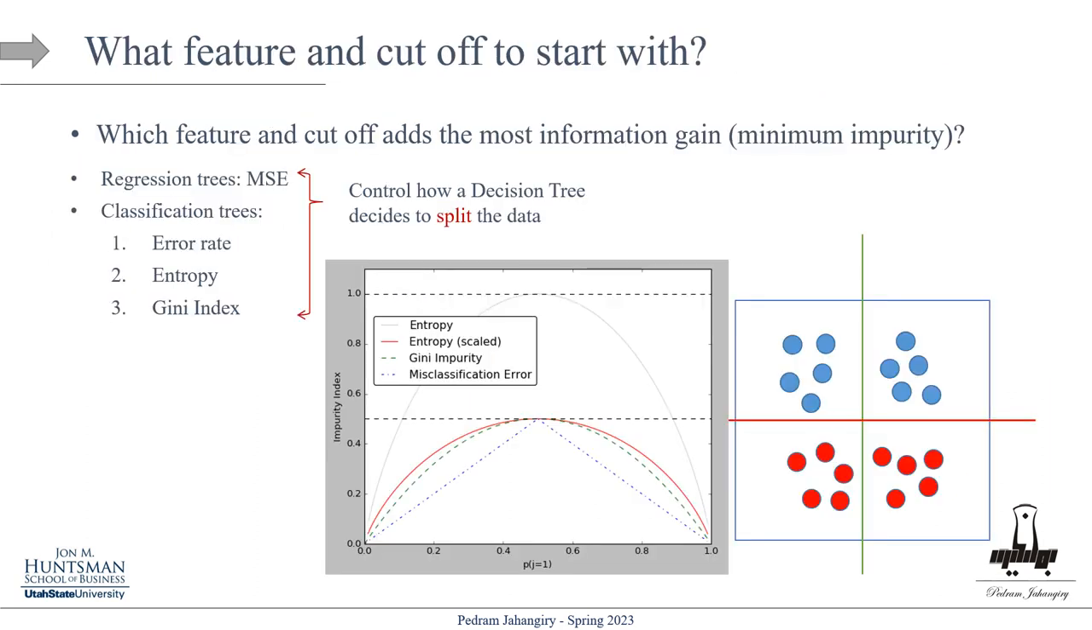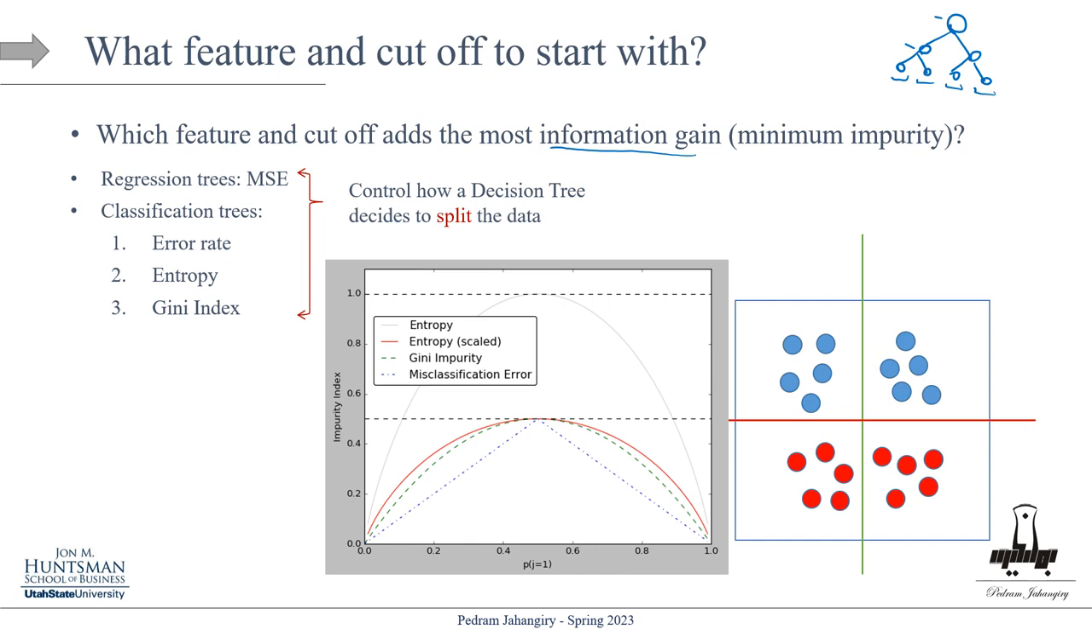What features and cutoff to start with? So basically, the idea is which of these features and cutoffs is going to give us the most information gain? You can think of information gain as minimum impurity or maximum purity, right? At the end of the day, if you have a decision tree, you want to make sure that you're picking the features at each decision node such that you get maximum purity or minimum impurity at the terminal nodes, right? So that's the goal. In order to do that, we are trying to minimize something when deciding what features to start with, right? So what is that something?